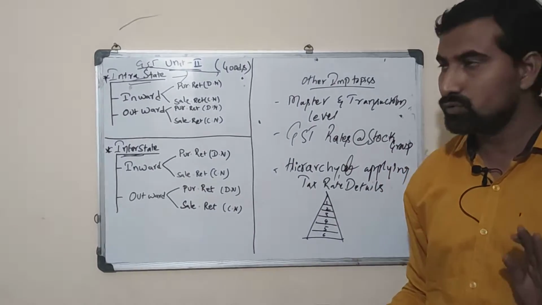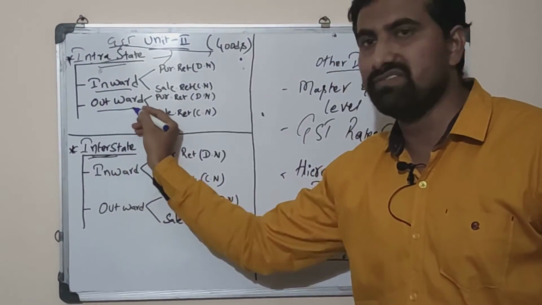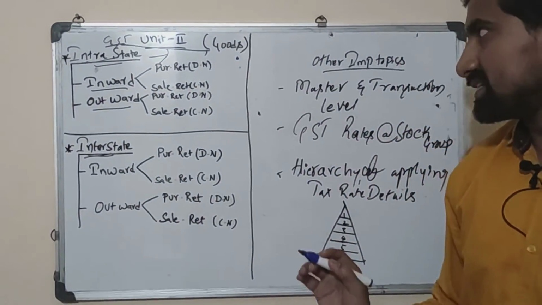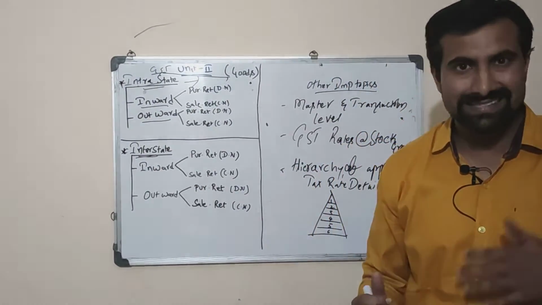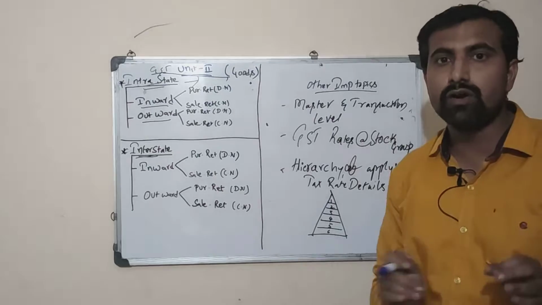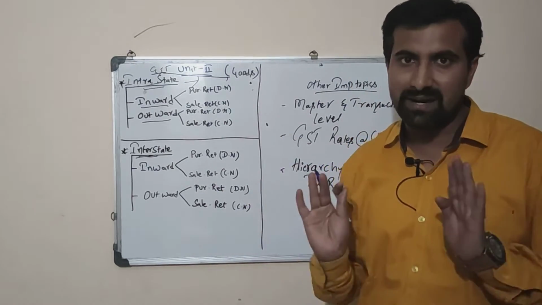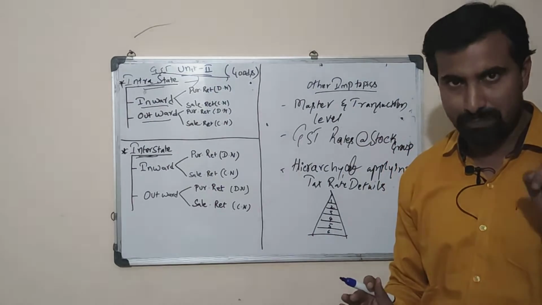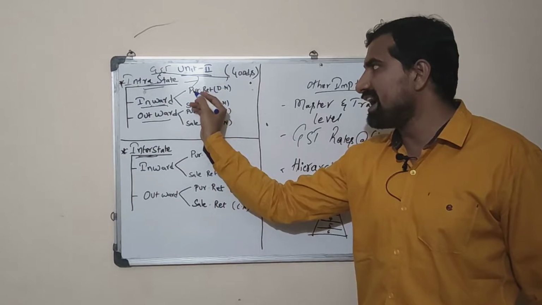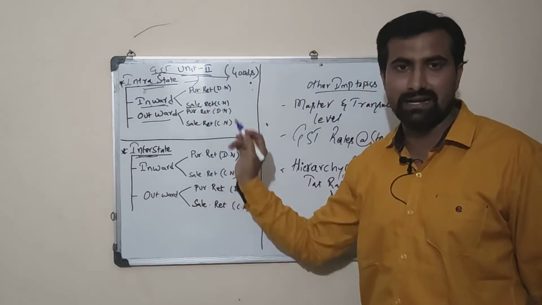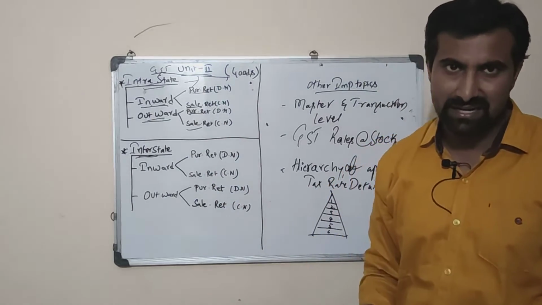The description of goods and services regarding intrastate will be inward as well as outward supply of goods. So what is meant by inward? Purchasing the goods. Outward, selling the goods. The procedure by which we record transactions in particular for goods and services will be used for purchasing and selling the goods. When describing inward, we will have a purchase return as well as a sale return. In the same manner, outward has purchase return as well as sale return description.